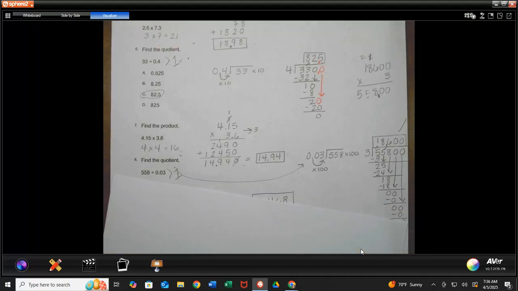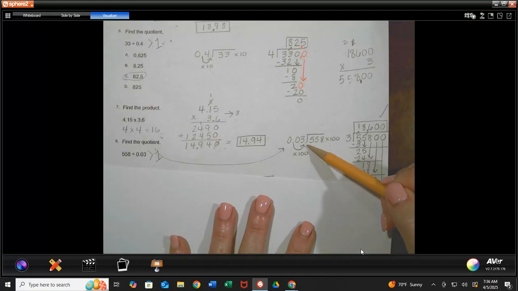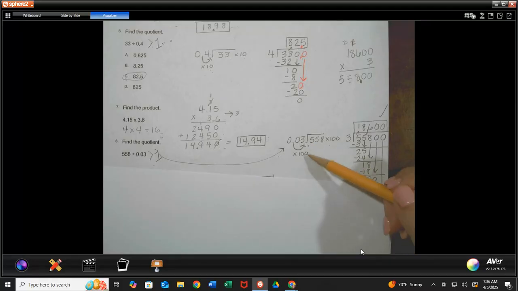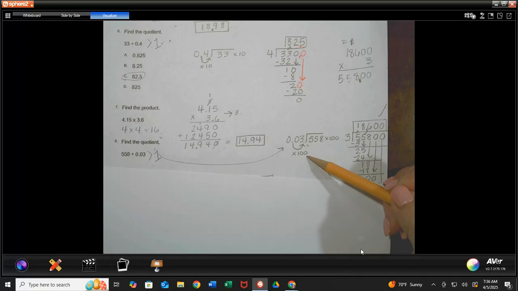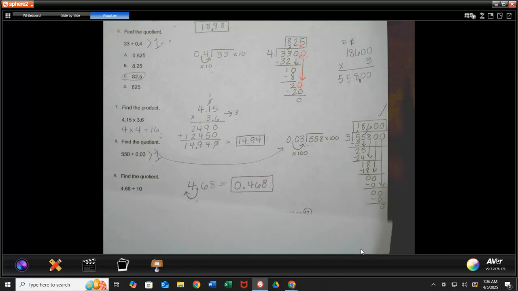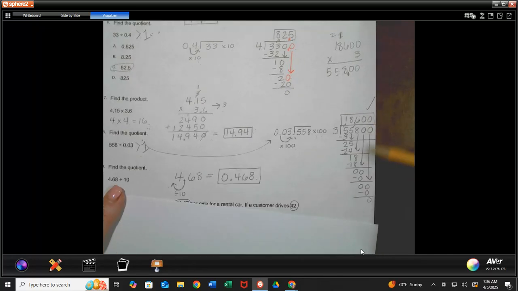All right, so let's go back to number 5. So I cannot divide by a decimal divisor. So I need to make this a whole number. So I can multiply 300 times 10 to the second power. If I do that, I also have to multiply the dividend by 10 to the second power. So 300 times 100 gives me the new divisor of 3. 558 times 100 gives me the new dividend of 55,800. I didn't have to annex anything, just straight up division, and I get 18,600.